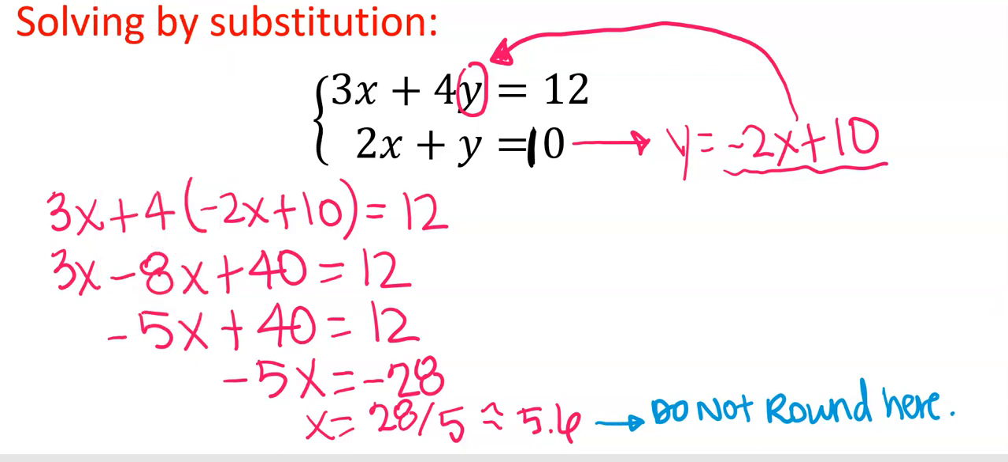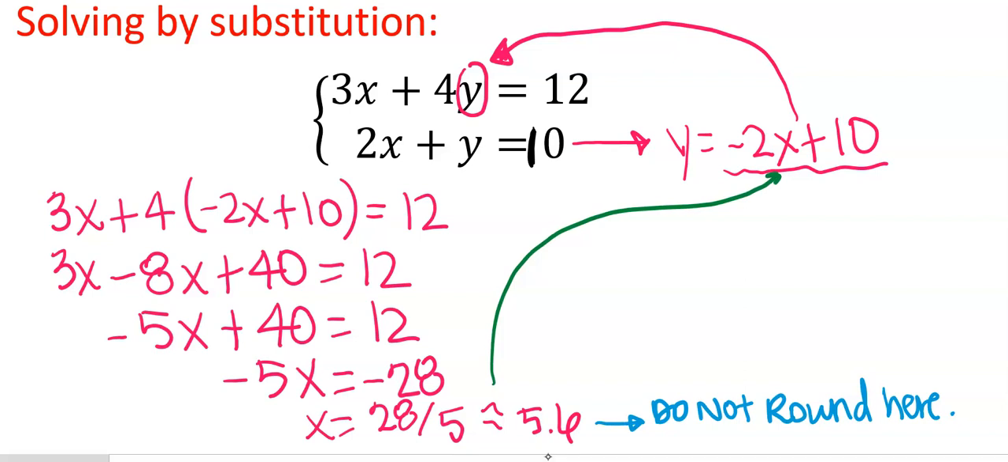So we'll go back and substitute it back in to find out what the y value is that goes with it. So you can either use 28 over 5. This would be the same as 5 3/5 or 5.6. You can use any of those. You're going to plug them into this equation. So negative 2 times 5.6 plus 10.